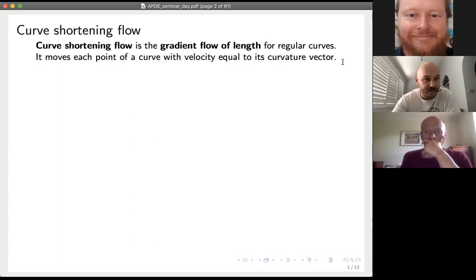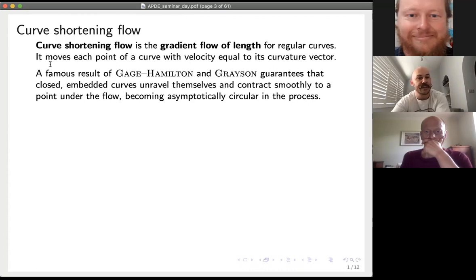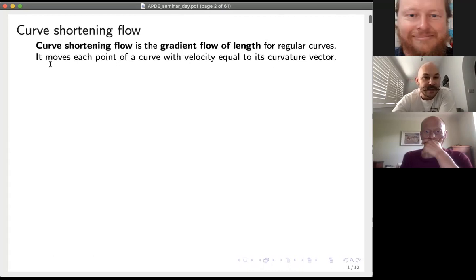I'm not going to really do many formulae in this talk. I'm not even going to give that one, but it's pretty easy to understand. At each point of the curve, you move it with velocity equal to its curvature vector. Suitably interpreted, this is a parabolic equation, and it inherits all of the magical stuff associated with parabolic equations. It's sort of the best of all worlds for geometric flows.